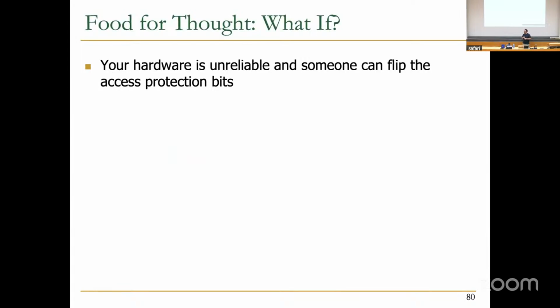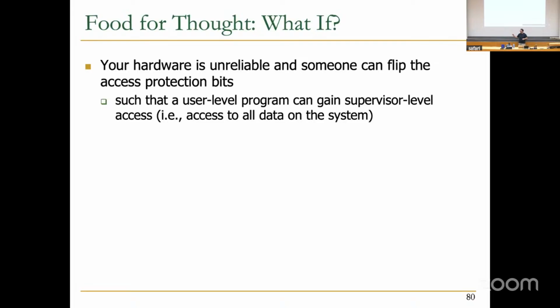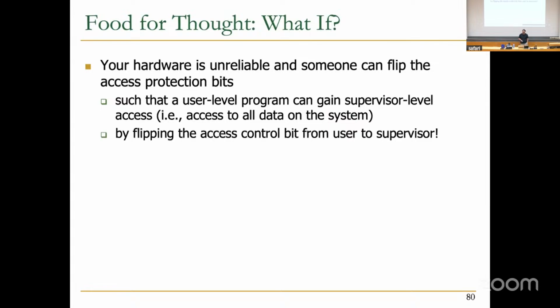So the question right now is the following. Let's say that somehow your hardware is unreliable, and someone can flip the access protection bits. Some hacker tries to hack into the system, and their job is to perturb the access protection bits. They do this so that a user-level program can gain supervisor-level access. Basically, you can be the kernel. The way you do this is you try to flip the access control bits from user to supervisor, which means that this virtual page does not belong anymore to the user space program. It belongs to the operating system, which is a much more privileged process. The question is, can this happen? Does anyone know a way that I can flip bits inside the memory?